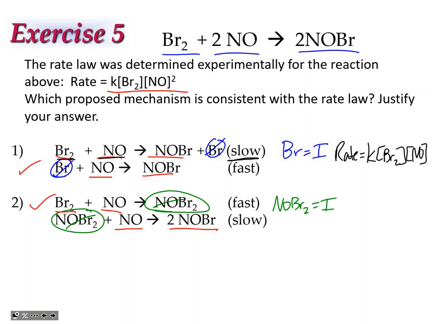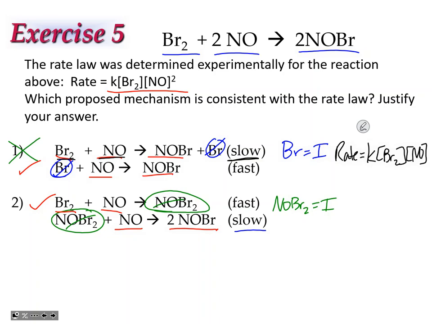Does that agree experimentally with our determined rate law? Does it match? It does not. Guess what? Number 1 definitely is not going to work. But we still have to justify our answer, so we need to figure out number 2. And guess what? Number 2, they gave us one that has the steady state approximation.